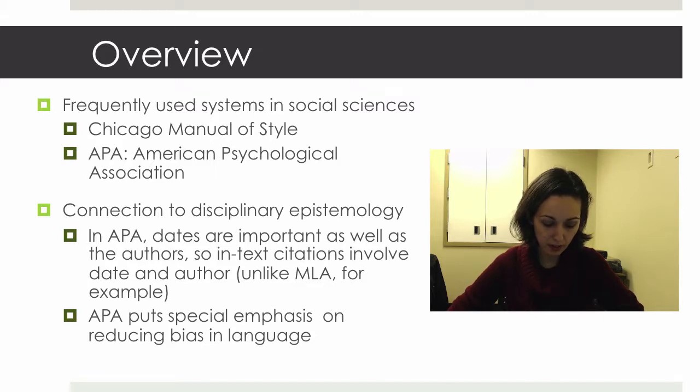Also, there is a special emphasis that APA puts on reducing bias in language, and they have three main rules for that. One of them is, when you're using some of the definitions, you need to use an appropriate level of specificity. For example, you don't say participants over 18 years of age, but you specify saying 18 to 35-year-olds. The other rule is being sensitive to labels. So, for example, you don't say autistic children because that's defining a group of people with just their disability, but you say children diagnosed with autism.